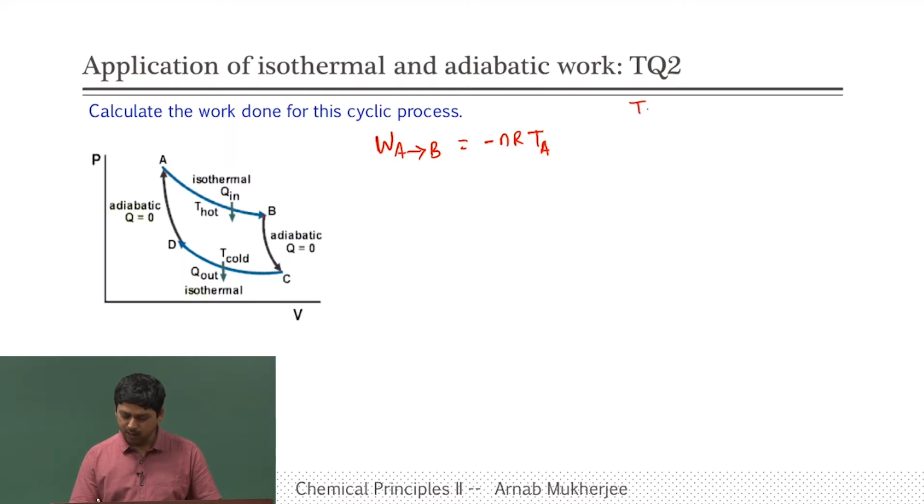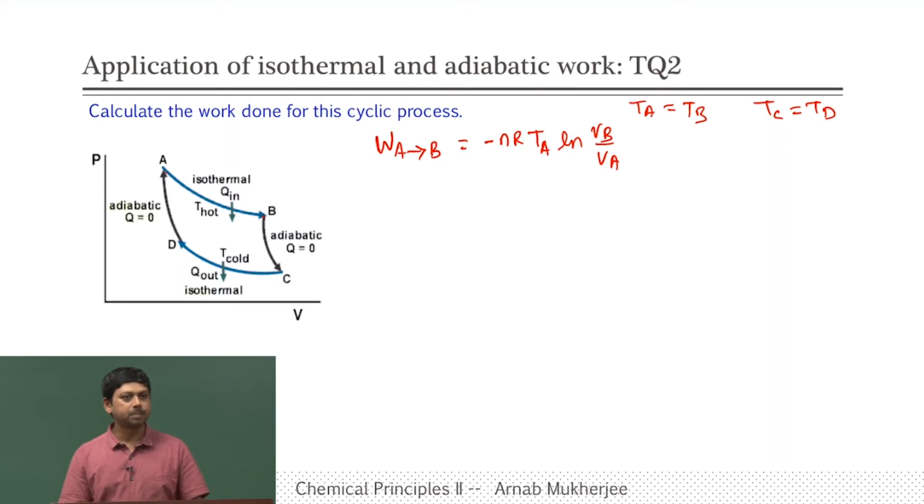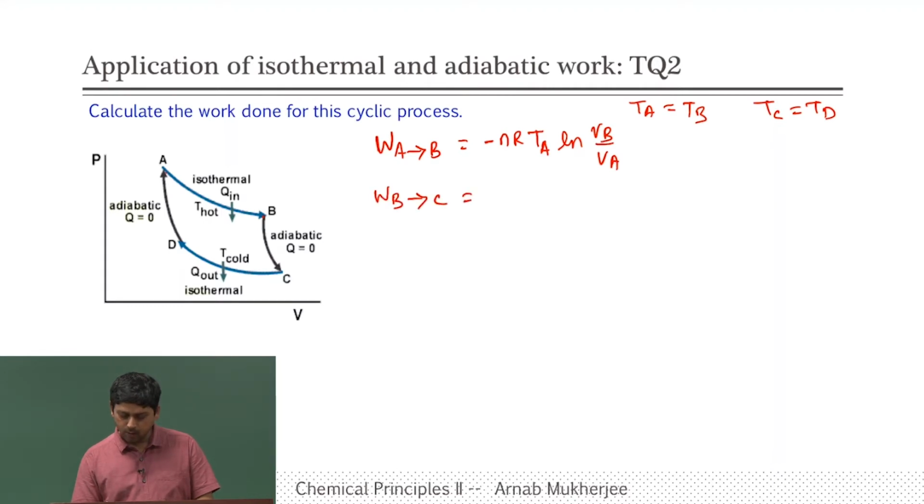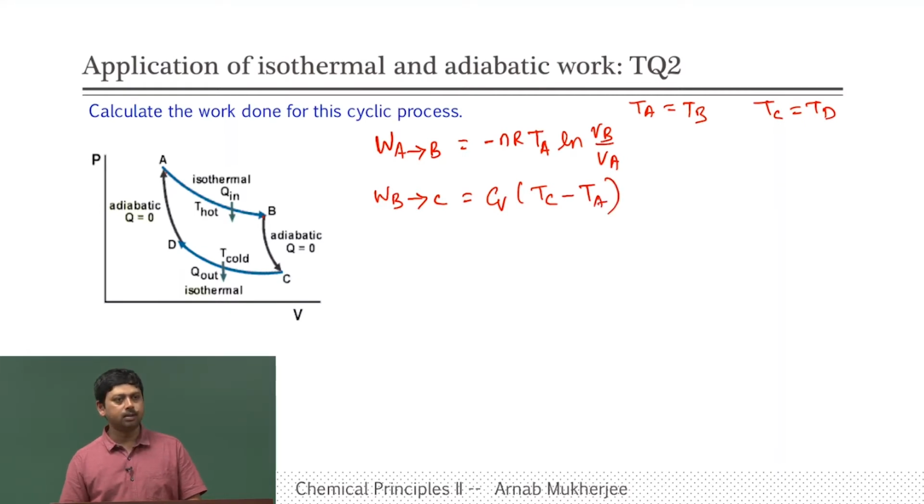I will just note it down here that T A equal to T B and T C equal to T D, ln V B by V A. Okay. That is a formula I am using, which we have already derived for isothermal work. We have already derived that. So, that is why I am not doing it. Now, for B to C, we have also derived this. What was that? C V T C minus T B. Let us call it T A, because T B and T A are same, na.